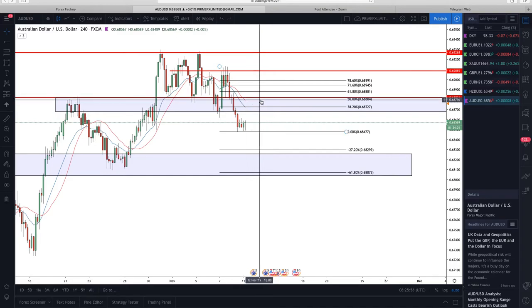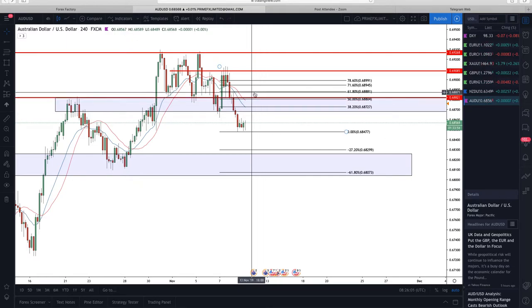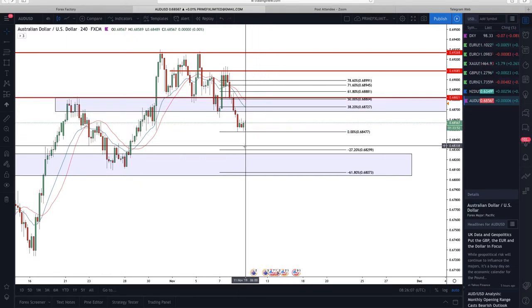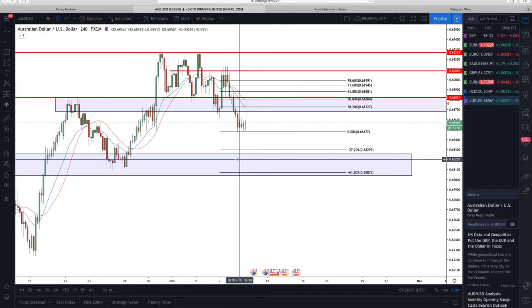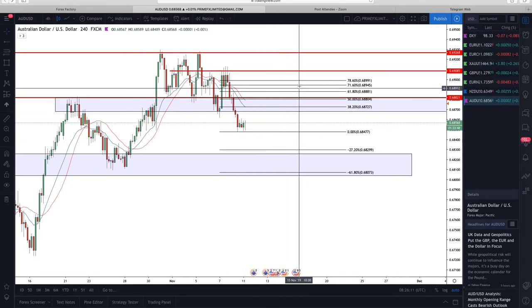I'd like to see a pullback into the 0.68800 level. If I can get a nice pullback into that area, I'd look for a potential short. Or if we can get a push down and then a pull back up, I'll potentially buy it on the way back up, so we can retrace.